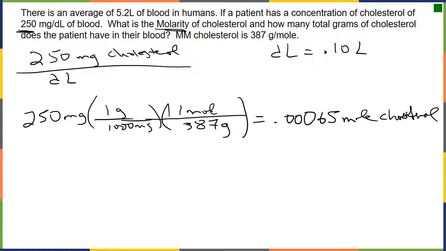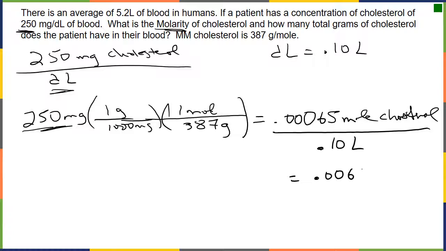All right, that's the moles. Now here our milligrams are in a deciliter. We need this per liter. Now remember our molarity is moles per liter. Because a deciliter is 0.1 liter, we are simply going to divide this by the volume in liters, which is 0.1, and this is going to give us a concentration of 0.0065 molar of cholesterol.